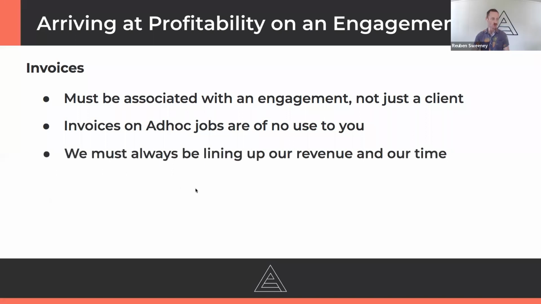Cool. We must always be lining up our revenue with our time. If that's the only thing you remember from today, then we're winning. Cool. That's invoicing. Pretty simple. That's the easy part of the equation.